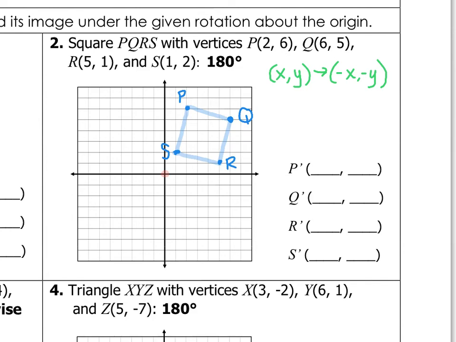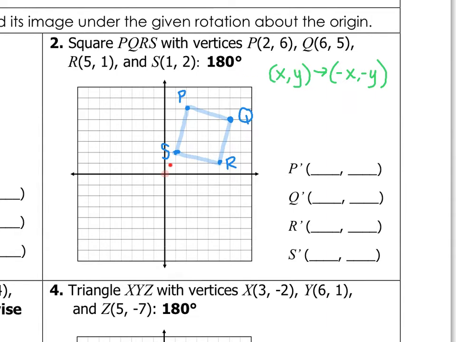All right, we're moving on to example number 2. Here we've got a square PQRS with these given vertices, and we want to rotate it 180 degrees about this origin. 180 degrees could be counterclockwise or clockwise. They would both end up in the same spot anyway, because no matter which direction you go, 180 degrees is going to end up in that same spot. So that's why it doesn't say counterclockwise or clockwise.